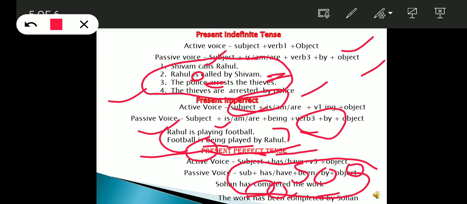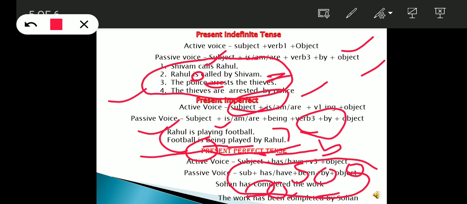Now present perfect tense, don't get confused. Simply, we will follow all the rules, but we will add one word after has or have, that is been. As we did in present continuous tense, we added one word, that is being. In the same manner, while dealing with present perfect tense, we will add been with has, have, and the same rules we will apply when changing active into passive.